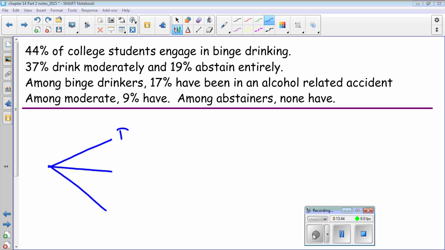You're a binge drinker. Let's hope you're never a binge drinker. You drink moderately, or you abstain entirely. Those are the three types of scenarios we have. We'll put the numbers in a minute. From there, the kind of drinker is the first variable, and what's the second variable? The kind of accident. So you either are in an alcohol-related accident, or you're not in an alcohol-related accident. Would you agree with that? And each of these has the second branch.